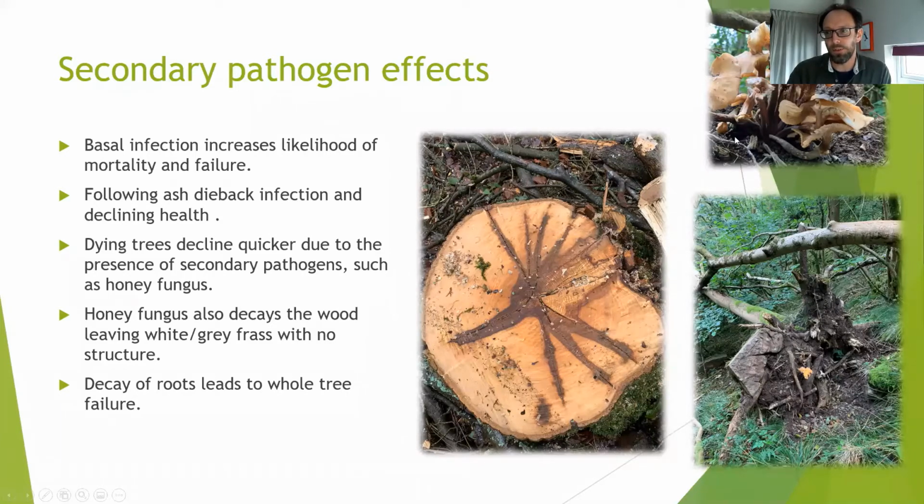So the fungal fruiting body that is there, that's why it's called honey fungus. It's that lovely golden honey colour. But it is something to keep an eye on, because it does lead to whole tree failure, and that's something we've experienced in Cheddar, particularly in Blackrock.